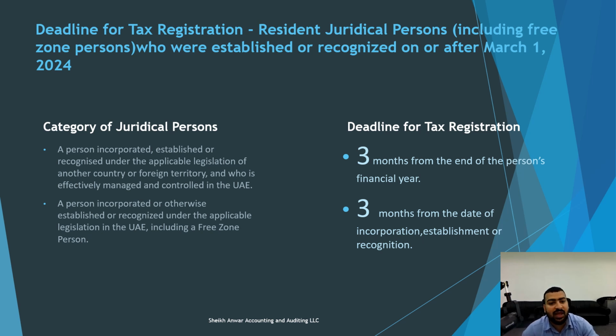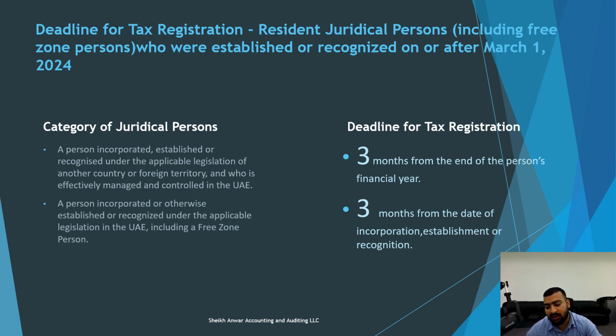In this slide, we have the tax registration deadline for the resident juridical person, including free zone, who were incorporated after 1st March. Here is the category and deadline for the tax registration. If the person is incorporated, established or recognized under any applicable legislation of any other country or foreign territory, and is effectively managed and controlled in UAE and earning money, then the tax registration date is 3 months from the end of the person's financial year. Let's say the person's financial year is January to December.